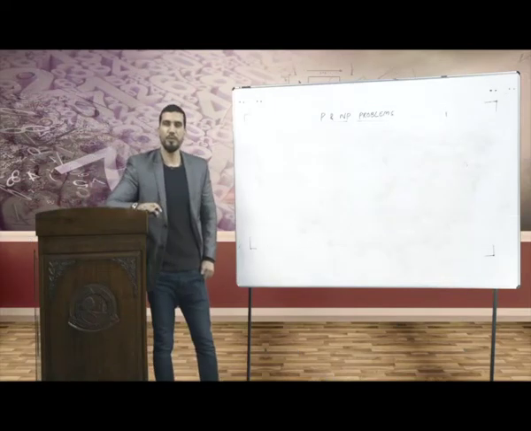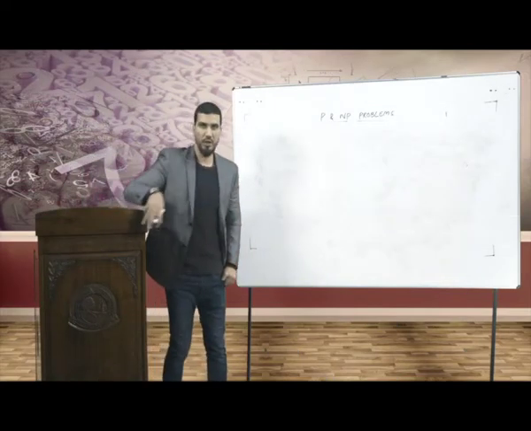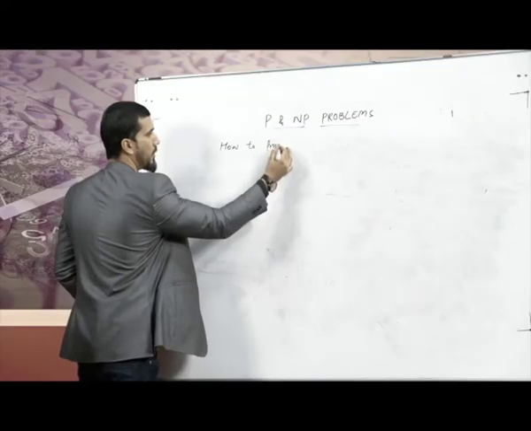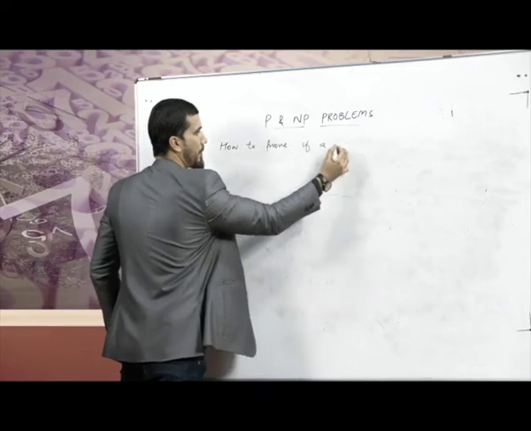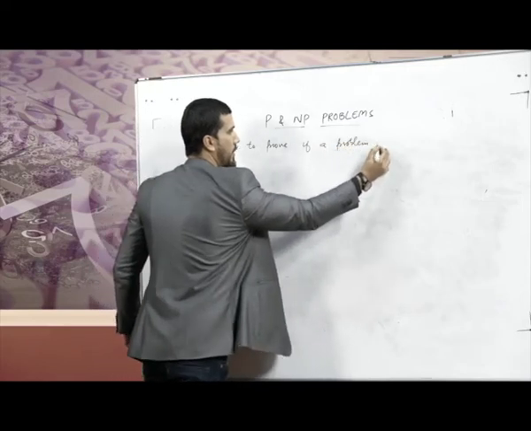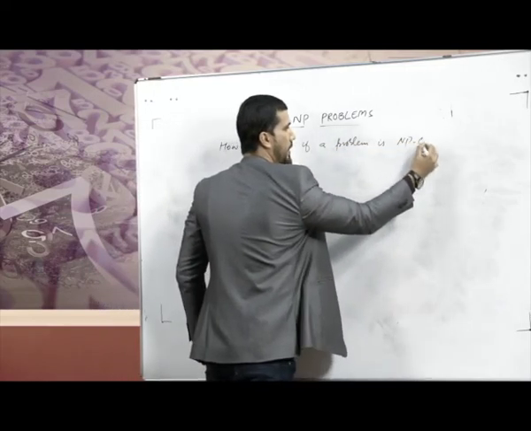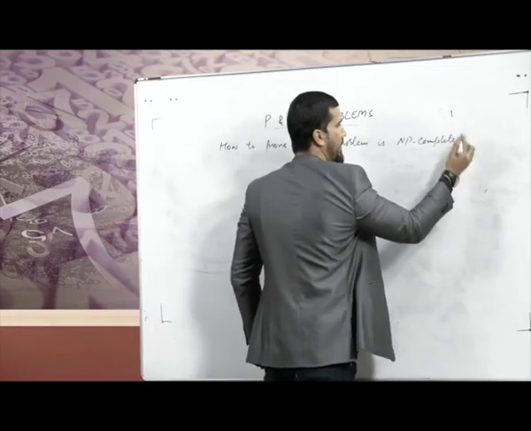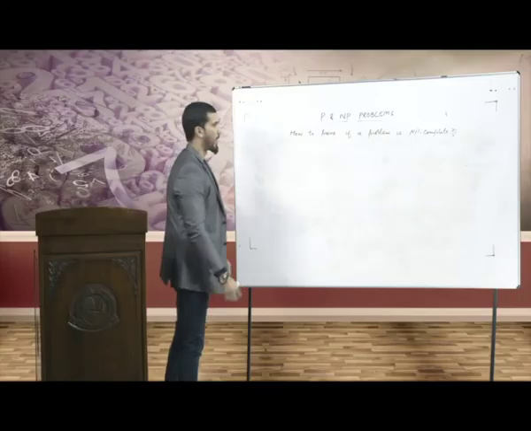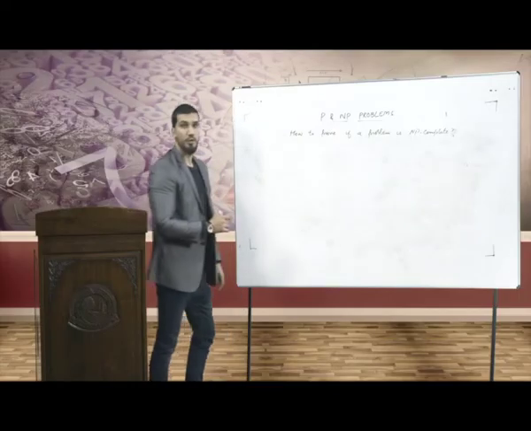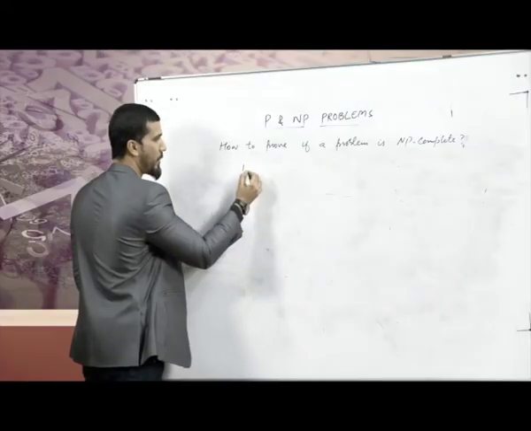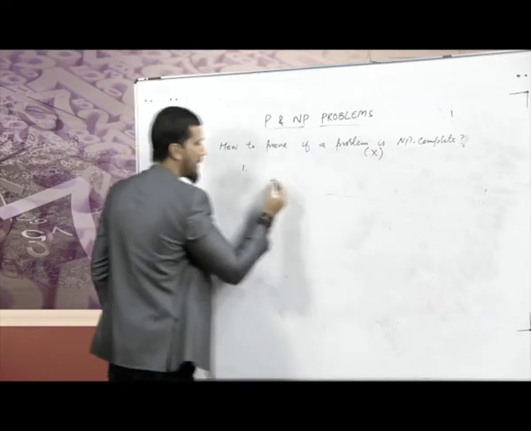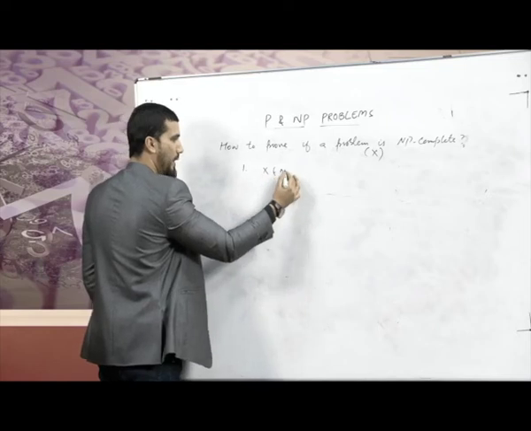Now, how do we prove if a problem is NP complete or not? We can do it in two steps. First, if we call a problem X, we have to prove that X belongs to NP.